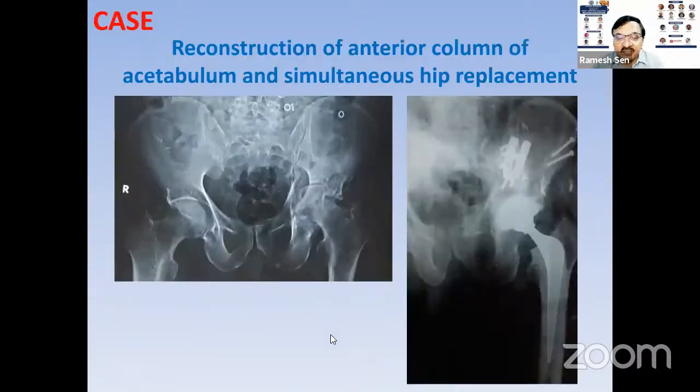Now, this was one case where you can see the bones were extremely osteoporotic, with comminution, and the femur head was bad. So in that case, I went with the ilioinguinal approach, reconstructed inside, and then went outside with the posterior approach and did a replacement in the same go.